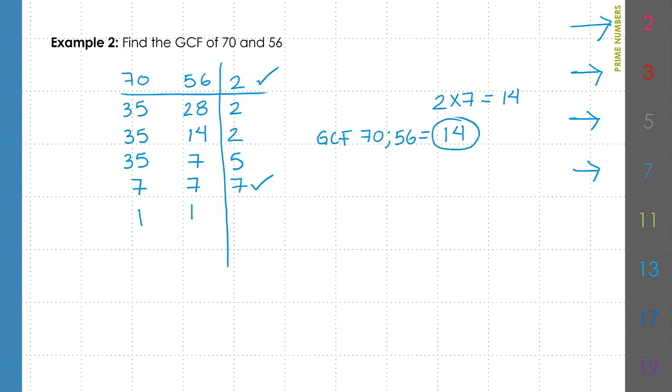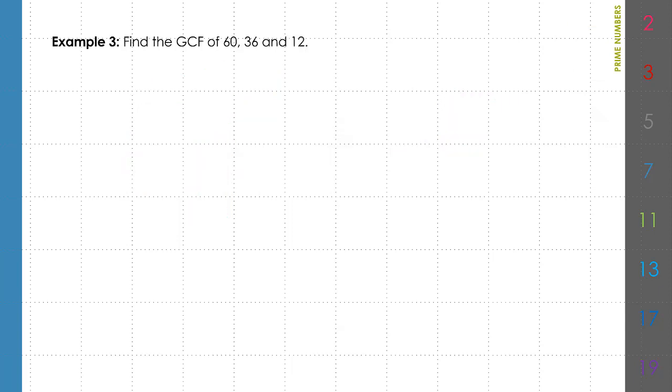Great. So now I'm going to show a next example, to find the greatest common factor of 3 numbers. Now we have 60, 36, and 12. We start the same way by writing them in a table. 60, 36, and 12. And we are going to factor starting by using the smallest prime number, which is 2.